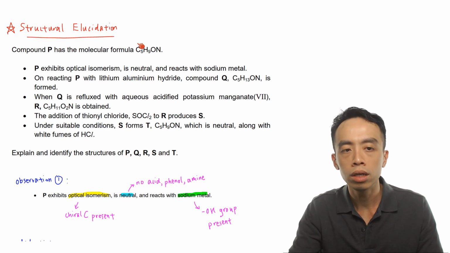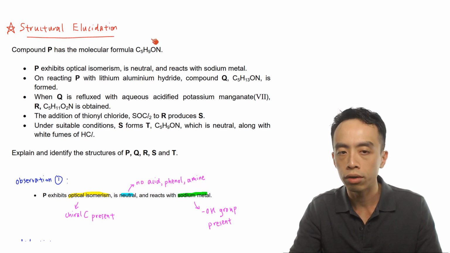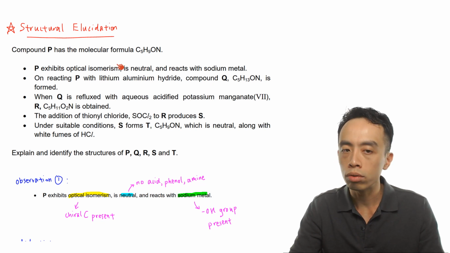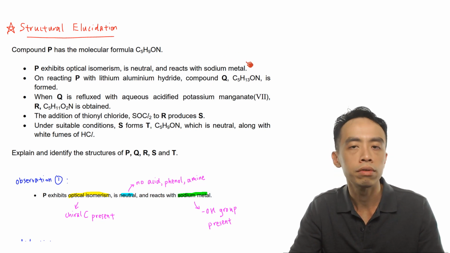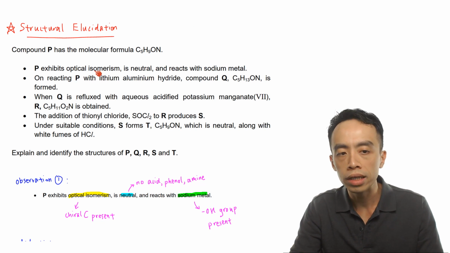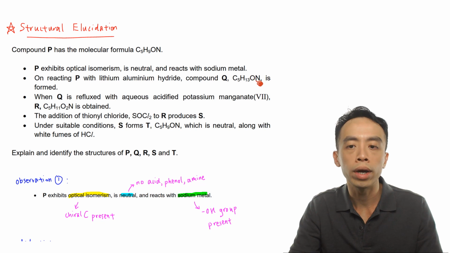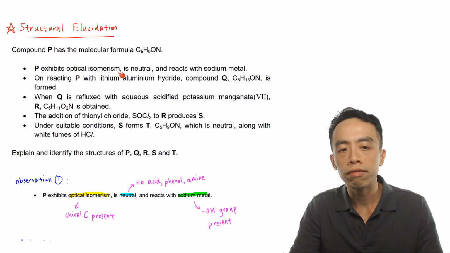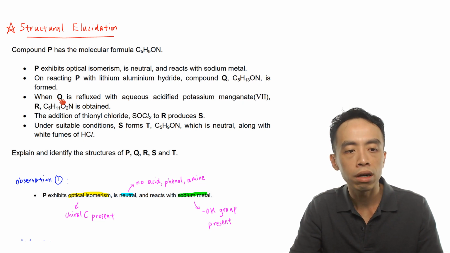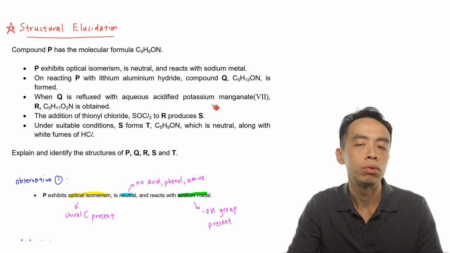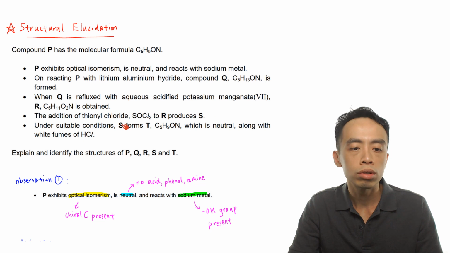I have a compound P with molecular formula C5H9ON, and given all these observations, P exhibits optical isomerism, is neutral, reacts with sodium metal. On reacting P with lithium aluminum hydride, Q, C5H13ON is formed. When Q is refluxed with aqueous acidified potassium manganate, R, C5H11O2N is obtained.